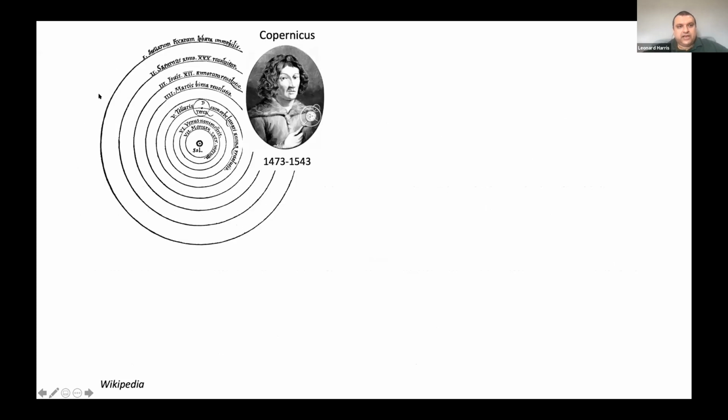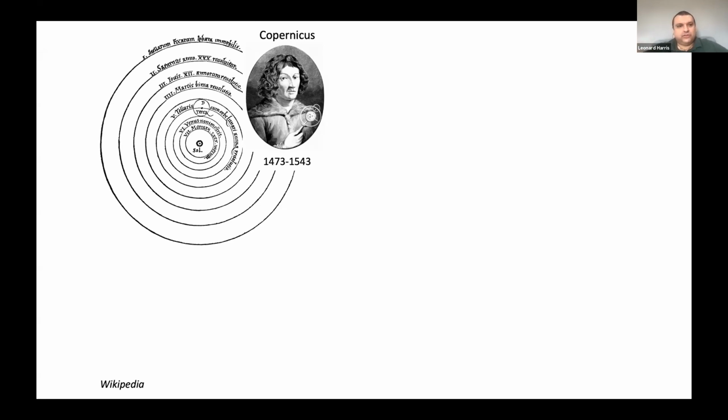Here's a very simple example that I often like to give to first year systems biology students. Forget about biology for just a second, and remember back to your high school physics or science classes where you learned about Copernicus, right? Copernicus lived in the 1400s, 1500s, and he had this crazy idea that maybe the Earth was not at the center of the universe. Maybe, in fact, it was the sun that was at the center of the universe.